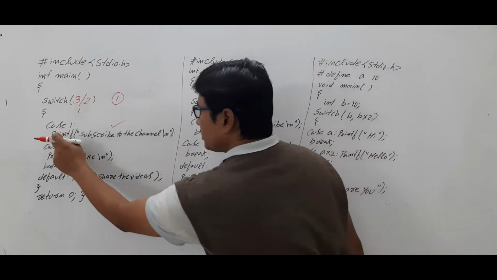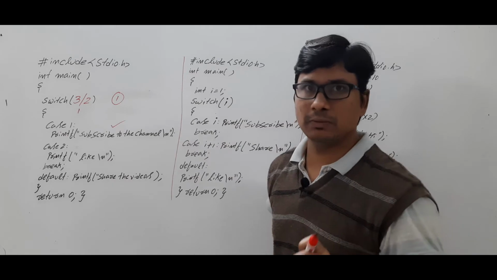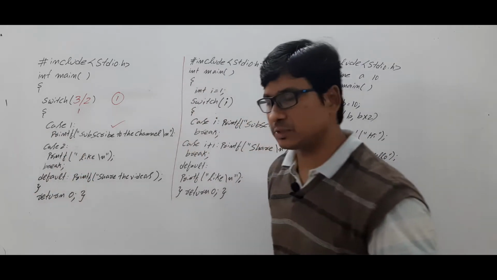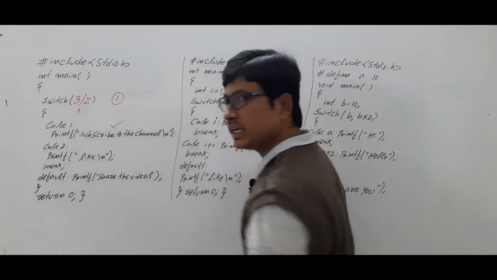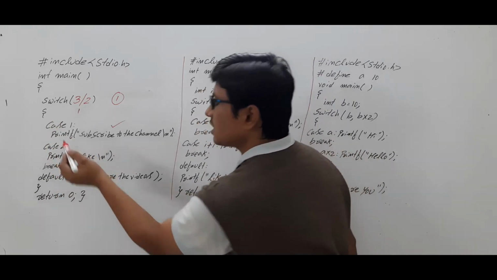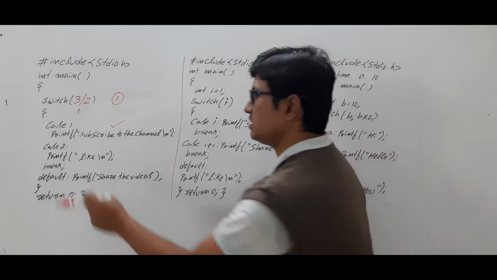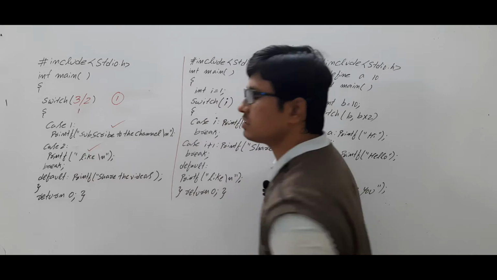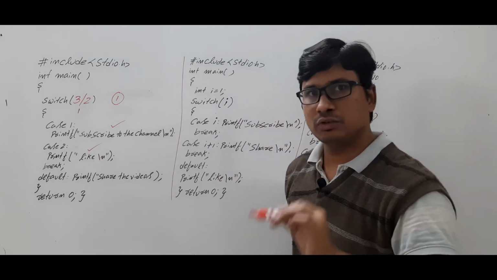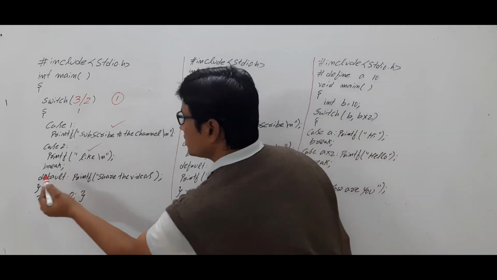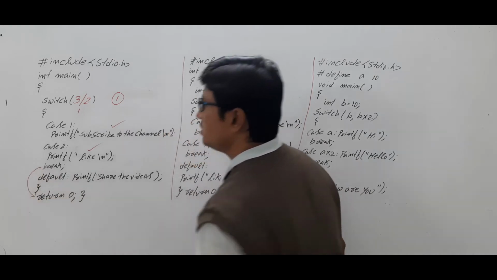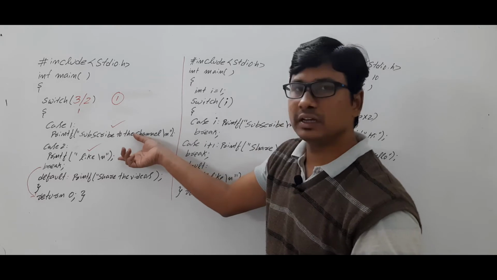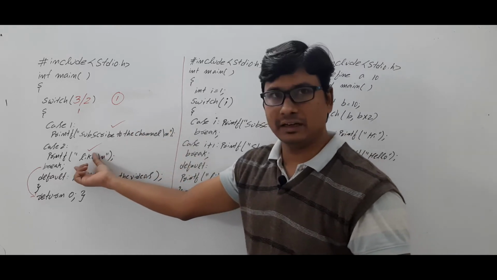Okay. Now after the case, there should be a break statement. The break statement is useful for us to come out of the switch. But as there is no break statement, the statements in the next case, which is case 2, will also be executed. So even this "like" will be displayed as output. After that there is a break, so it will come out of the switch. So for 3 by 2, it will display "subscribe to the channel" and "like" as output.